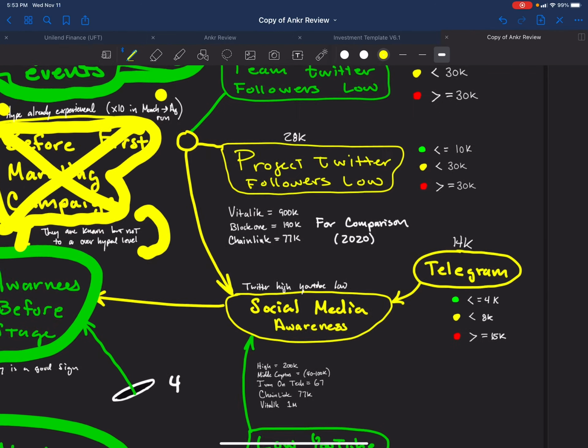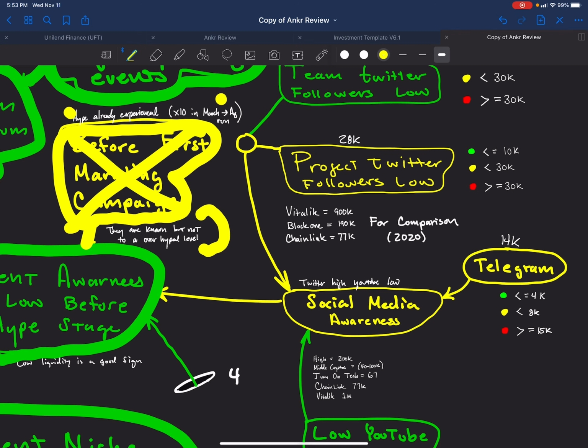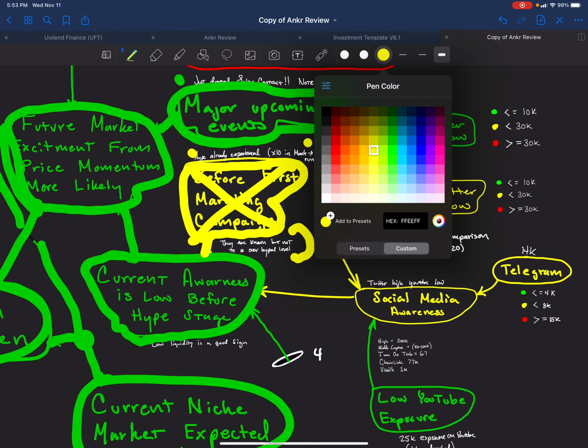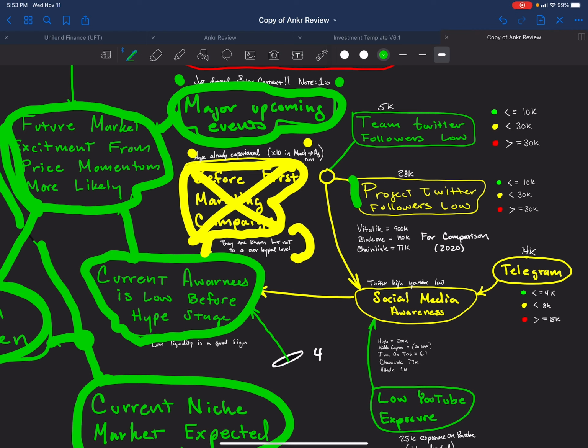It could in the future, but I just don't think it's one of those elements that's really going to contribute that much to this project in comparison to some of the more undiscovered projects. This project, I feel, is relatively well discovered, as you can see from this yellow. It's discovered, but it's not the most well-known project ever.